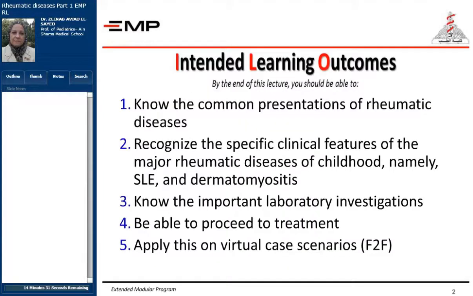This lecture will present to you the common manifestations of rheumatic diseases, will help you recognize the specific clinical features of two of the major rheumatic diseases of childhood, namely lupus and dermatomyositis. It will provide you with the important laboratory investigations that will help you diagnose these conditions and give you the broad lines of treatment of these diseases.